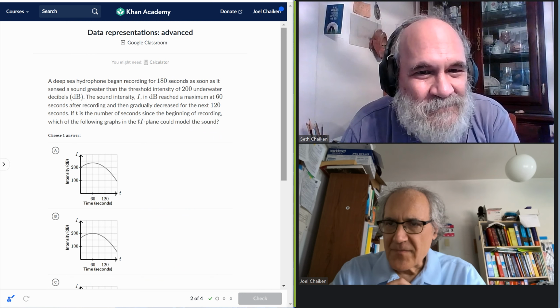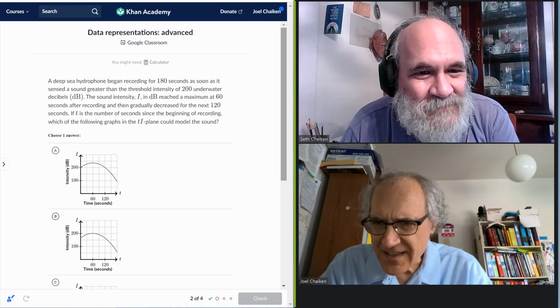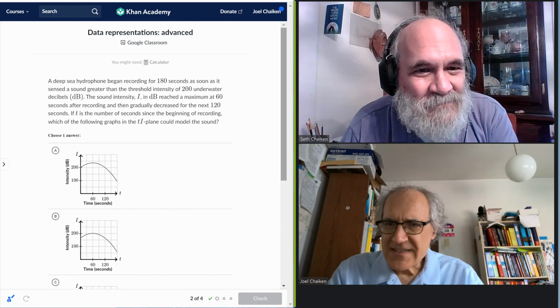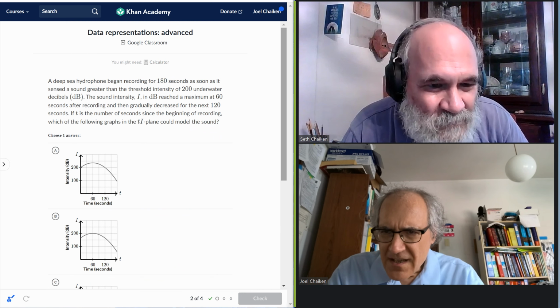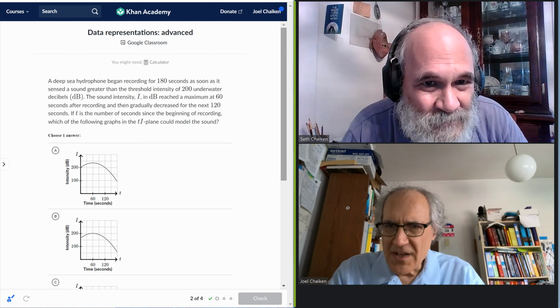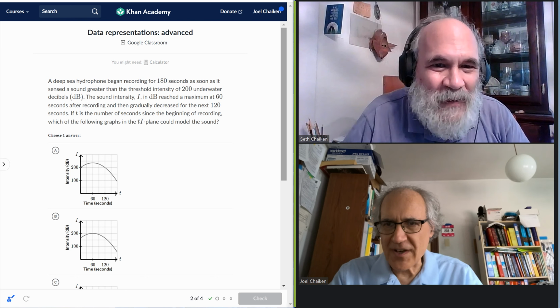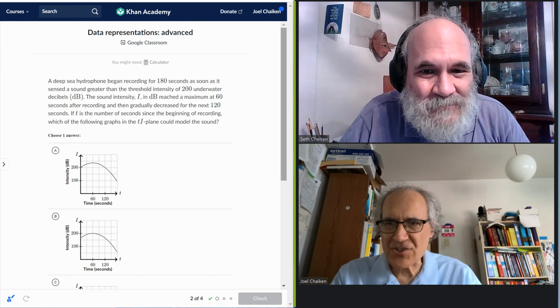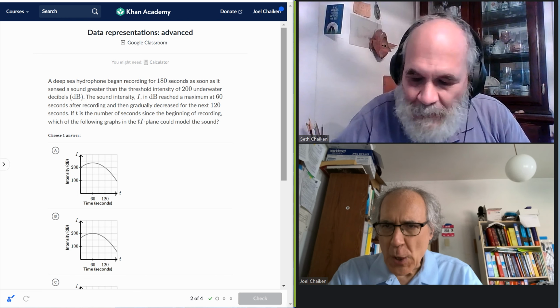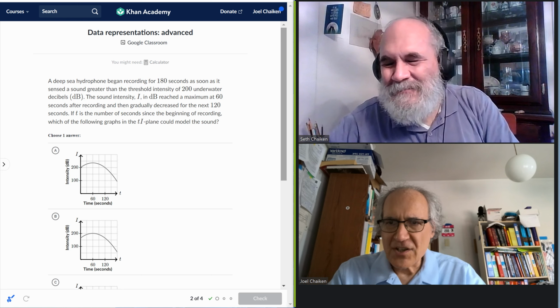A deep sea hydrophone began recording for 180 seconds as soon as it senses sound greater than the threshold intensity of 200 underwater decibels. The sound intensity I, that's the y-axis, in dB, reached a maximum at 60 seconds after recording and then gradually decreased for the next 120 seconds. If t is the number of seconds since the beginning of the recording, which of the following graphs in the t-I plane could model the sound?